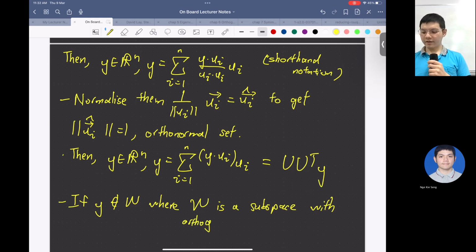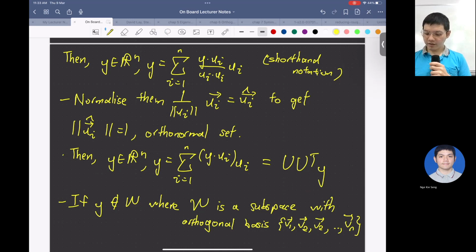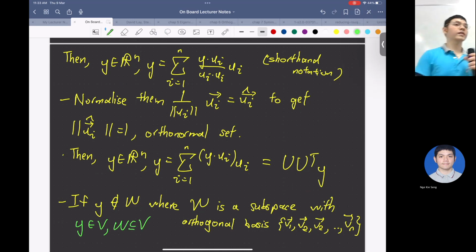This is the special part: if you have a subspace with an orthogonal basis. Of course, note that this y and W should live in the same vector space. So y is in V, W is a subspace of V. Only then can you talk about two things together. You cannot take something from another vector space and compare it with something in another vector space. So if y is not in the subspace, then you can orthogonally project, and it is unique. In the textbook, you should see.